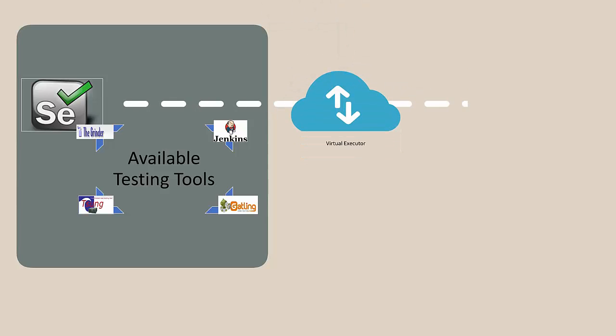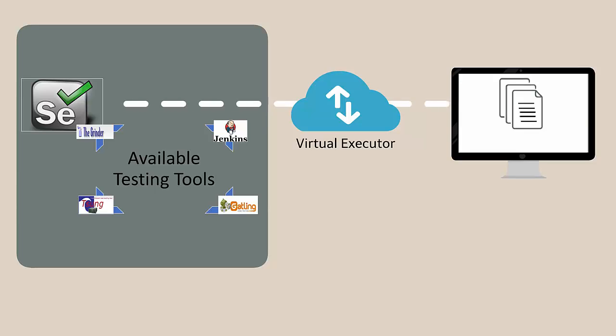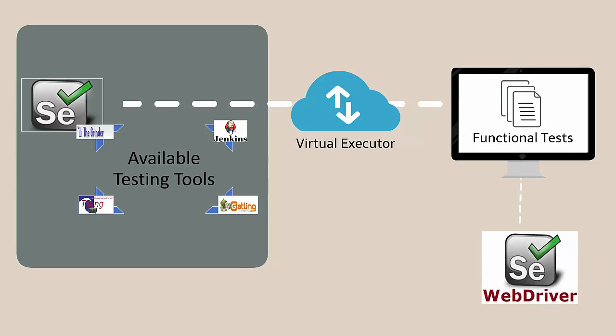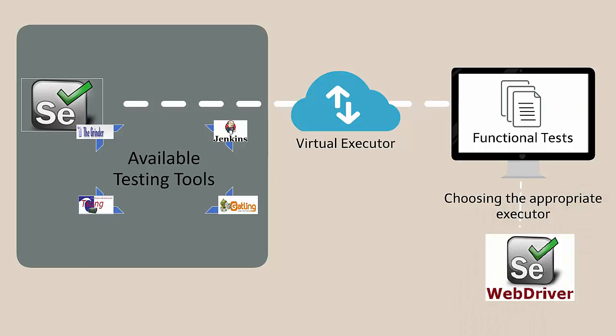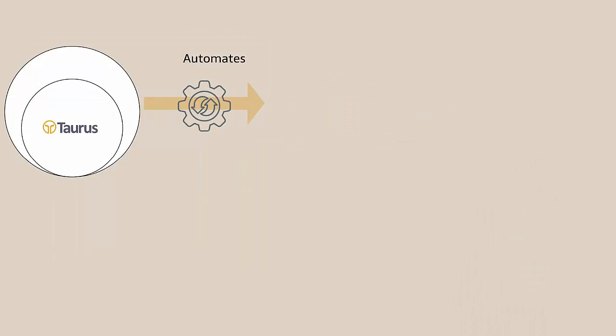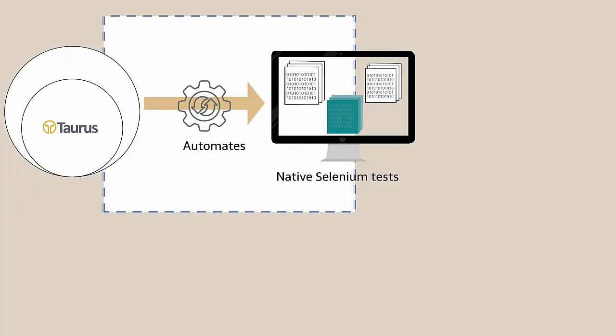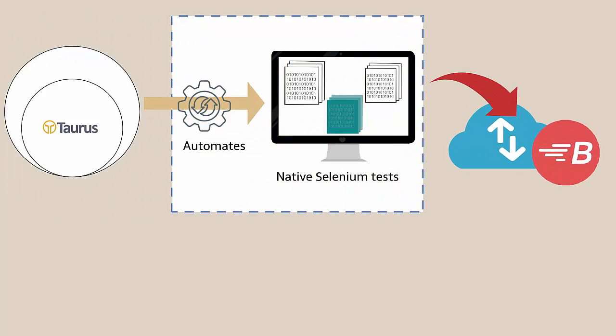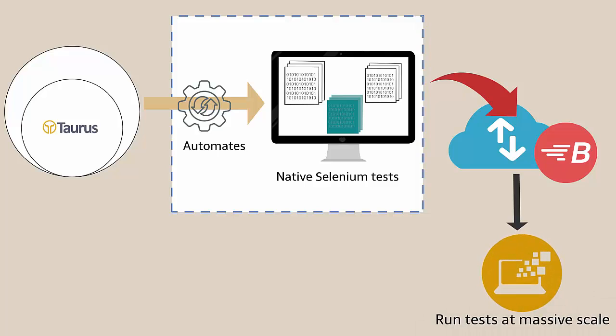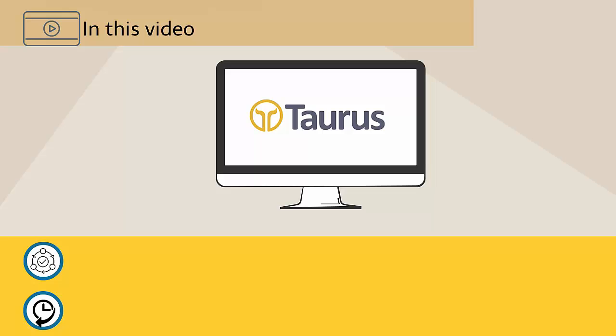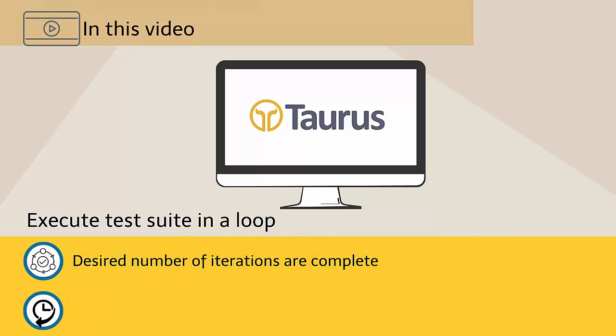From the available testing tools, Selenium is a virtual executor that provides you the ability to run functional tests locally with Selenium WebDriver by choosing the appropriate executor. Taurus automates the execution of native Selenium tests locally and seamlessly switches into the BlazeMeter cloud to run the test at a massive scale. In this video, we will see how to use Taurus to execute the test suite in a loop until the desired number of iterations are complete or the hold-for time is exceeded.